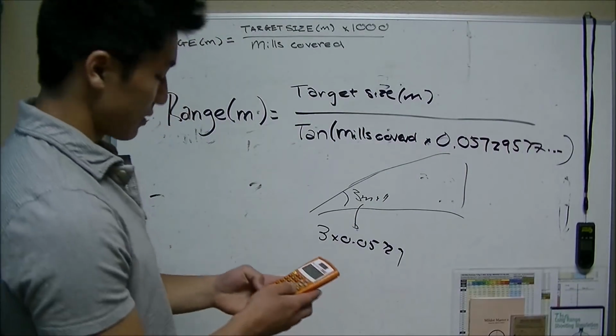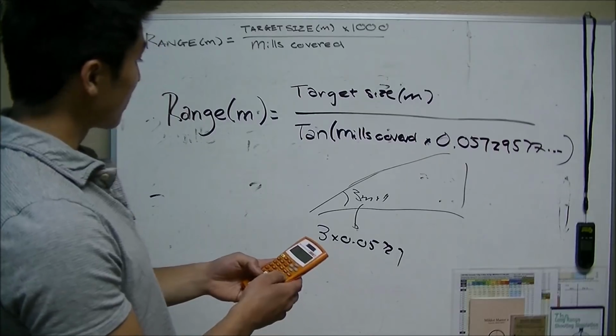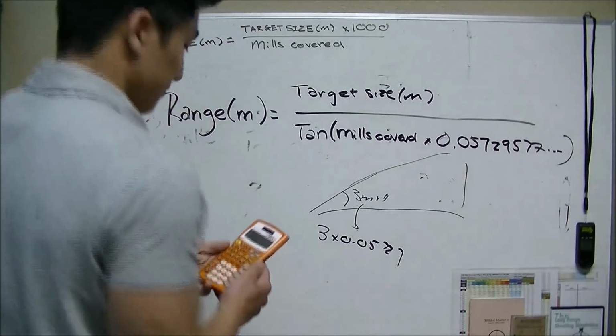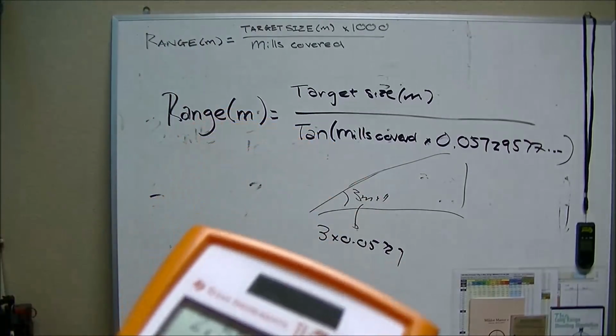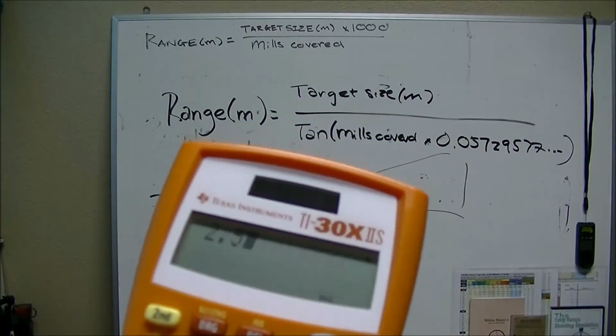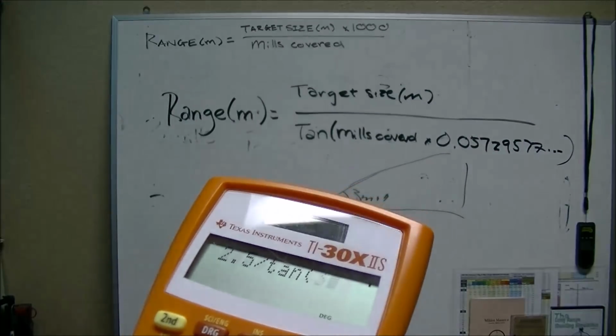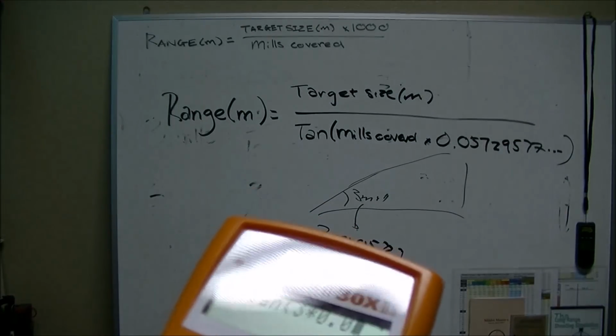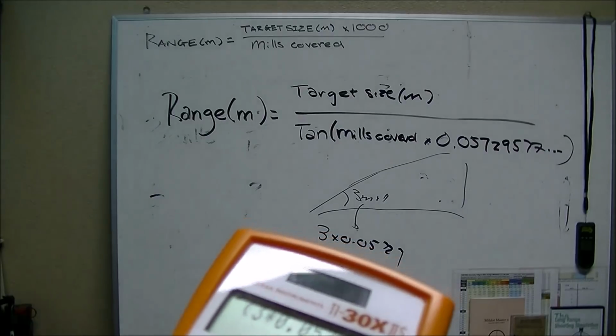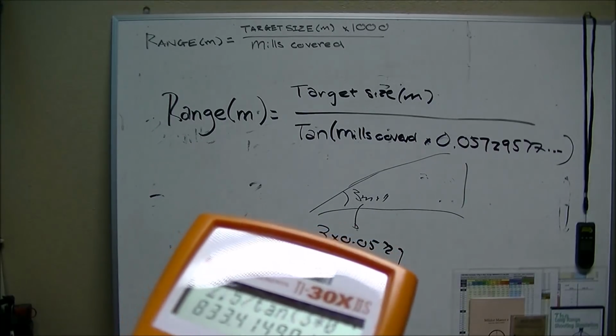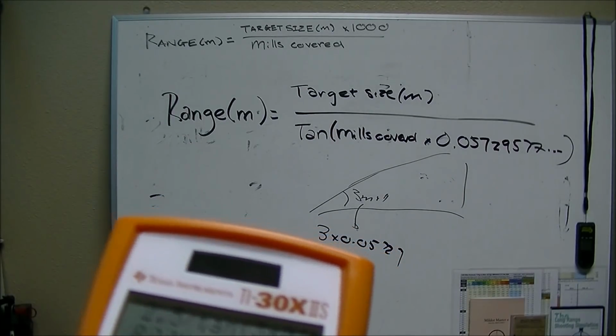So let's say the target is 2.5 meters tall again. Right, tangent over 2.5 meters. We're going to divide that by tangent, and let's say it was covered by 3, multiplied by 0.05729. That'll give us 833 meters.